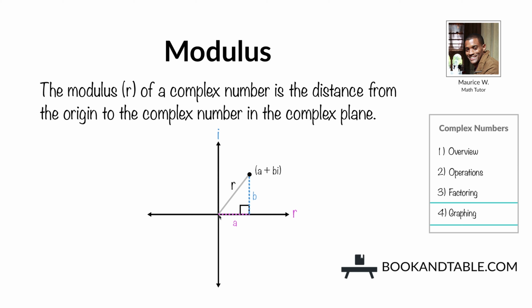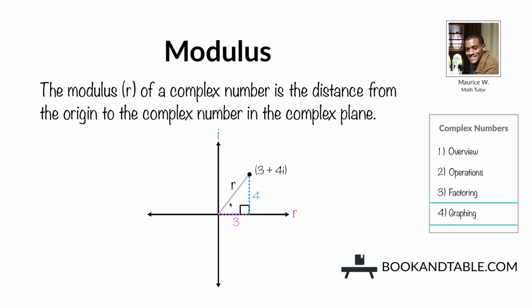So along our real axis, we go a distance of a from the origin to here, since that is our real number. And then the distance from the real axis up to the complex number is b, the value of the imaginary number. So we have a right triangle, and we know the values of two of the sides, a and b. That will allow us to use trig to solve for our third side, r, or the modulus.